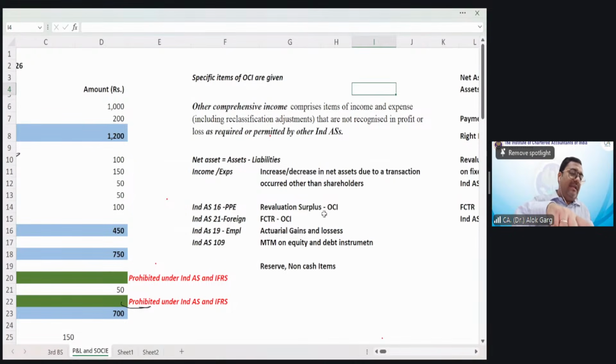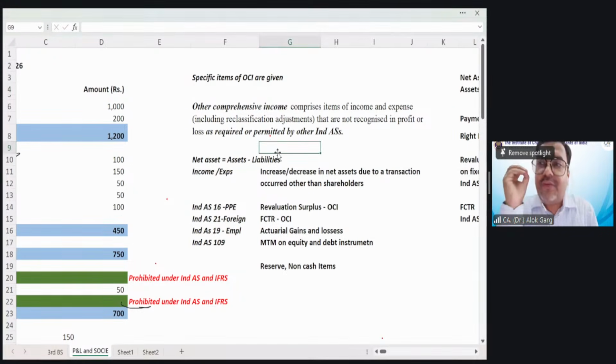the words income and expense, what are the elements in the P&L? I have told you 5 elements of the financial statement. What are the 2 elements in the P&L? भाई P&L के 2 एलिमेंट कौन से हैं? बहुत ही सिंपल सा क्वेश्चन है. Income and expense. Thank you, Rohan. Income and expense. Income and expenditure, income and expense.